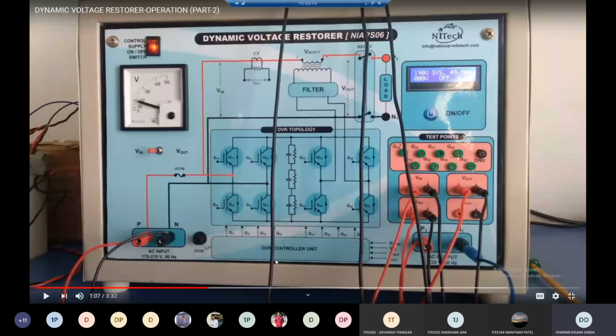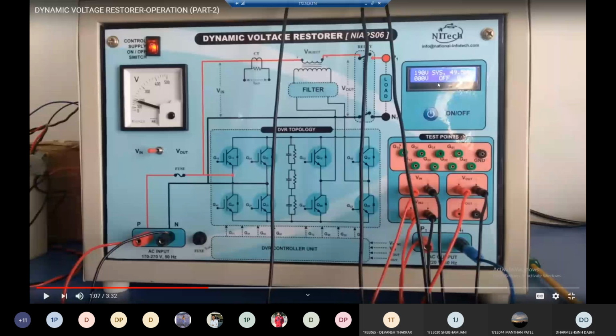We vary the voltage from the supply side through the variac. You can see on the left hand side, we have the variac. From that, we can vary the voltage between 170 to 270. So if our supply side voltage is below 220 volt, it creates the voltage sag at the load side. Clear? Obviously, if your supply voltage is less than 220 volt, then at the load side your voltage is also less than 220 volt. So that creates the voltage sag condition or under voltage condition.